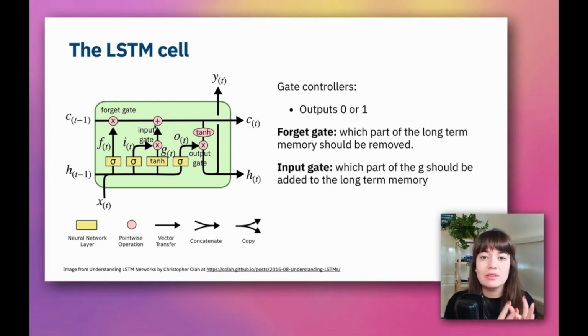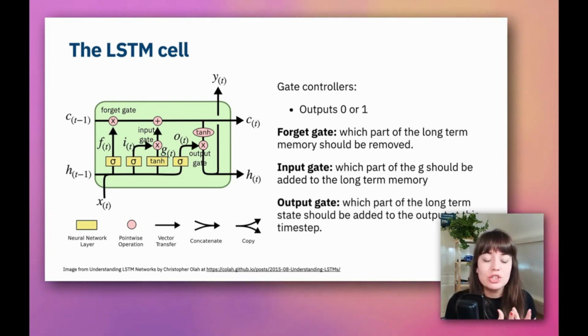In the input gate, we decide which part of the information that we just added to the hidden state needs to also be passed on to the long-term memory. So we're deciding, okay, actually this piece of information is important to remember later. And in the output gate, we decide which part of the long-term state we need to extract right now and use as an output, either as the hidden state to pass on to the next timestep, or as part of the output that we generate in this timestep.